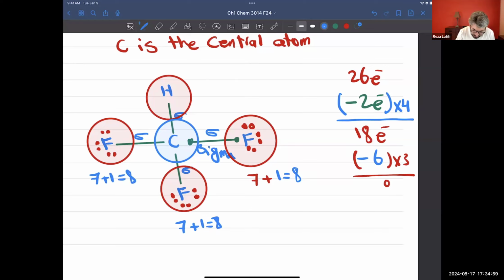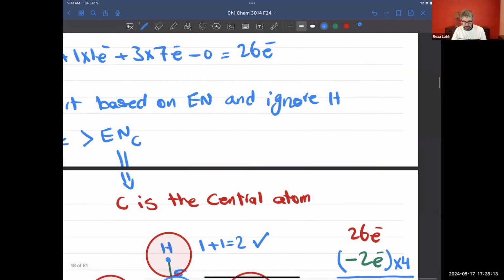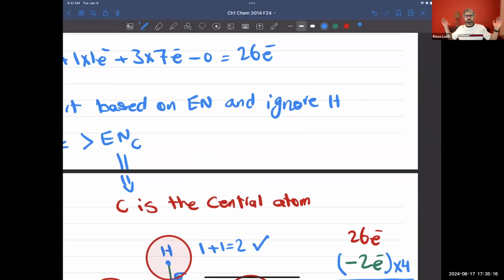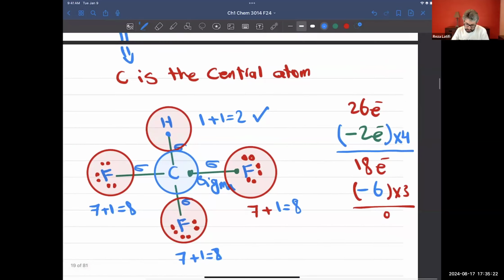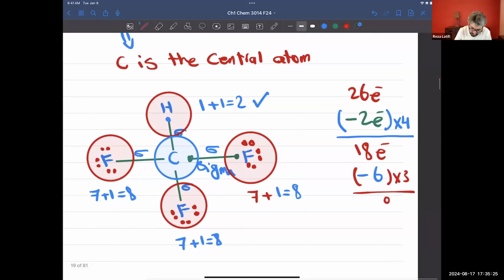How about hydrogen? Hydrogen has 1 electron, made 1 bond, it is 2. So hydrogen is done. Hydrogen has only 1 orbital and it can accommodate only 2 electrons. That was the reason I said to ignore hydrogen when you sort them based on electronegativity. Hydrogen cannot be the central atom, since it is capable of making only 1 bond. How about carbon? Let's check carbon. I see 4 electrons here, and we made 4 bonds. That's going to be an octet. So everything is an octet, and that's the Lewis structure of the molecule.